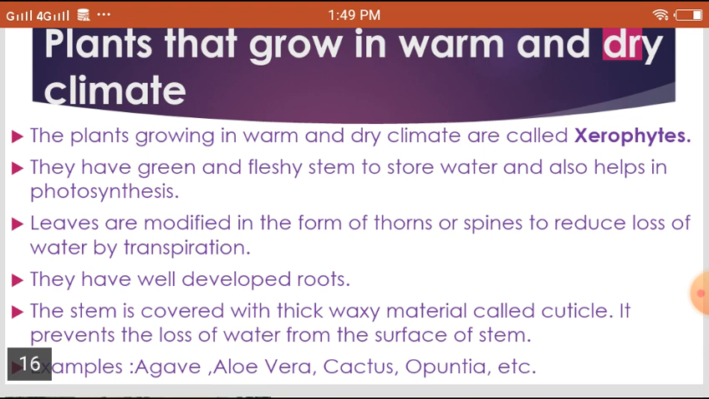So, in today's class, we discussed types of plants on the basis of their habitat.